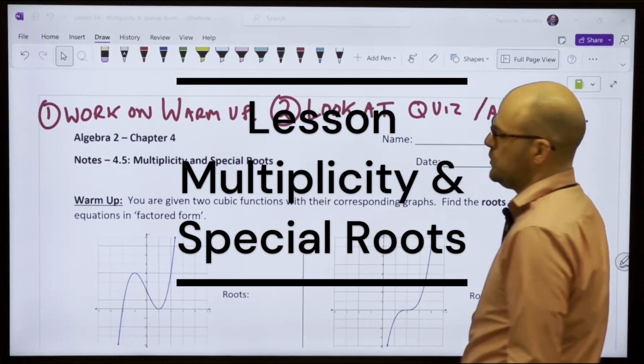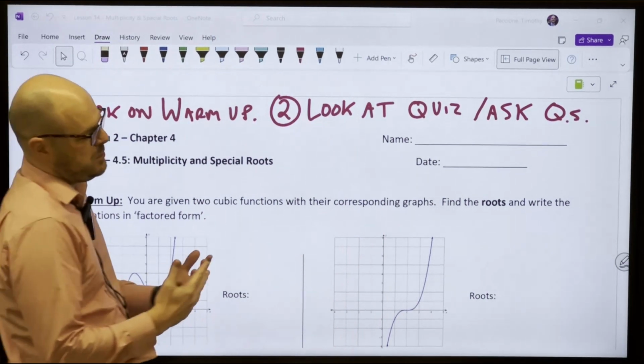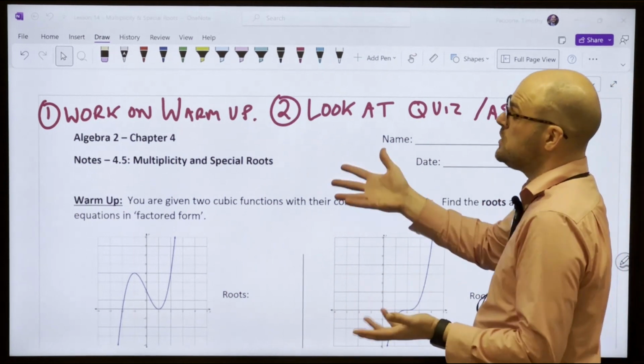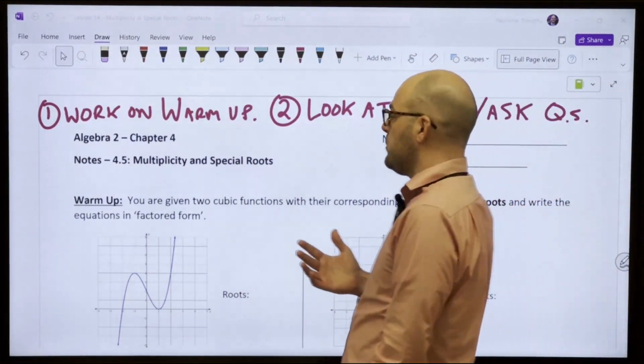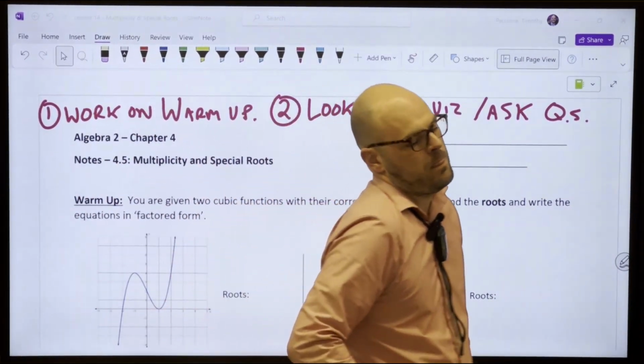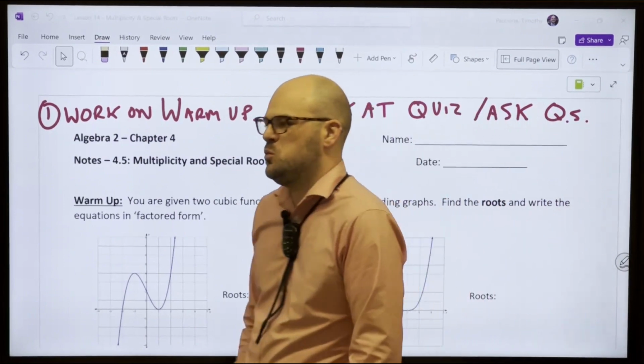Multiplicity and special roots. Now, those are the same thing. Like these special roots are described using multiplicity. So start with that word multiplicity. What's in that word multiplicity? Multiple. When you have multiple things, what's usually happening?